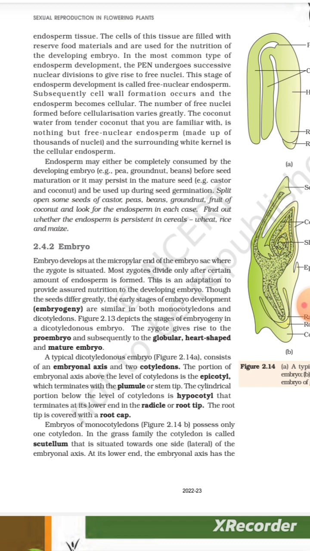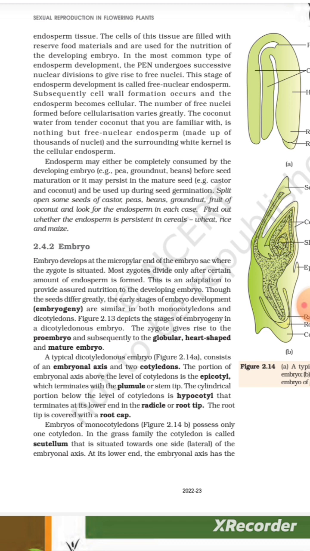Endosperm may either be completely consumed by the developing embryo before seed maturation, for example pea, groundnut, beans, or it may persist in the mature seed, for example castor and coconut, and be used up during seed germination. Split open some seeds of castor, peas, beans, groundnut, and fruit of coconut, and look for the endosperm in each case. Find out whether the endosperm is persistent in cereals such as wheat, rice, and maize.